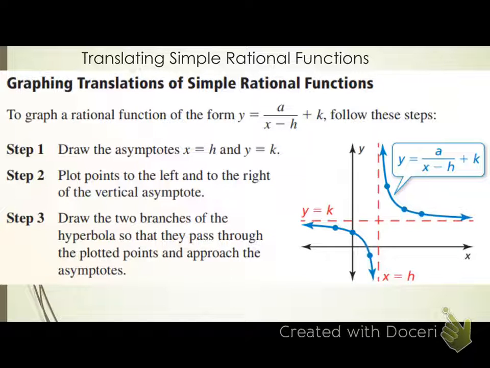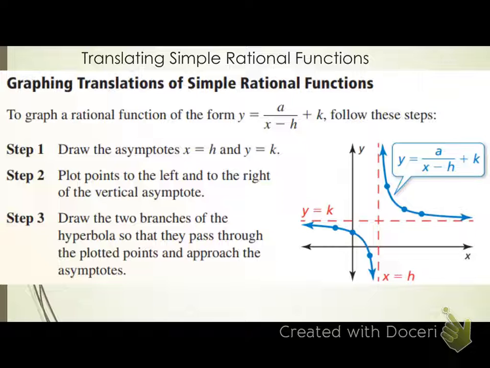So yeah, we graph our asymptotes first. We're going to draw our asymptotes as dotted lines because they're not actually a part of the graph. We're just showing that there are asymptotes there. And then we'll use the asymptotes and our graphing calculator to draw our hyperbolas, the branches of our hyperbolas. Okay? So everyone have that down.